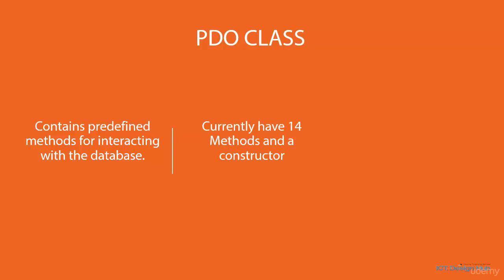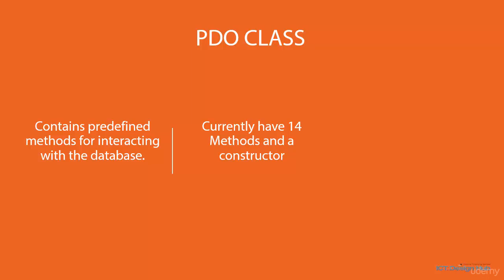Currently in the class, we have 14 methods and a constructor. Just for the benefit of those who don't understand what a class means, a class is essentially a blueprint from which we create objects. For example, we are talking about the PDO class here. We can create an object of this class and then get access to all the methods that are defined in this class, and we can then use them in our application. That's just an aside. You can always refer to other materials to learn more about classes. Basically, a class is just a template.